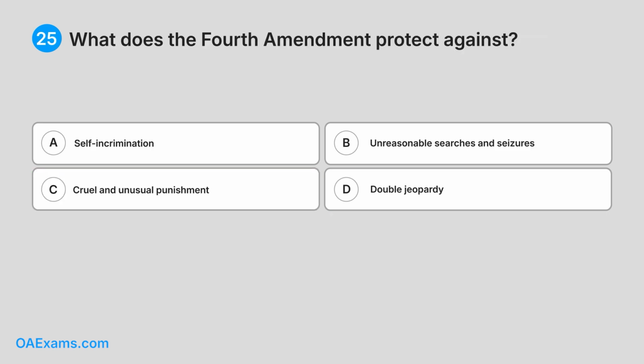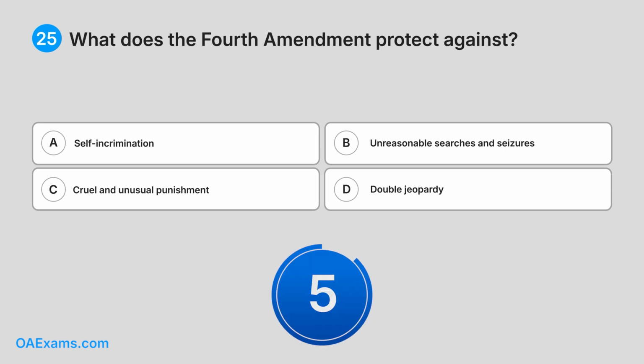25. What does the Fourth Amendment protect against? A. Self-incrimination. B. Unreasonable searches and seizures. C. Cruel and unusual punishment. D. Double jeopardy. What do you think is the answer?